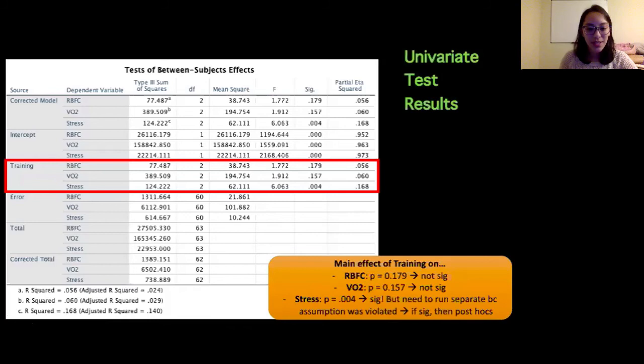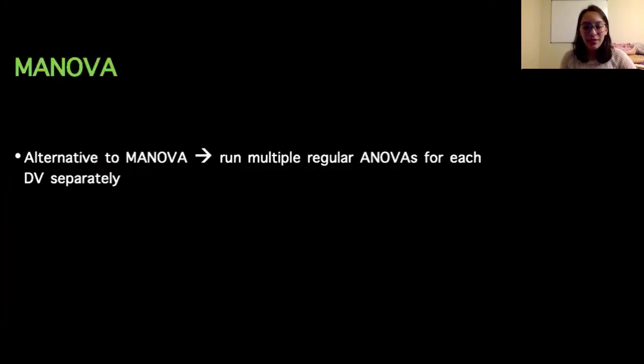Okay, so similar to ANCOVAs, MANOVAs are not always the answer to all of your problems. And you'll see that actually in some of the article examples I gave you guys this week for the activity that you'll be analyzing. So alternatives to MANOVAs are just running a lot of regular ANOVAs, and you run that ANOVA for each of the dependent variables separately.